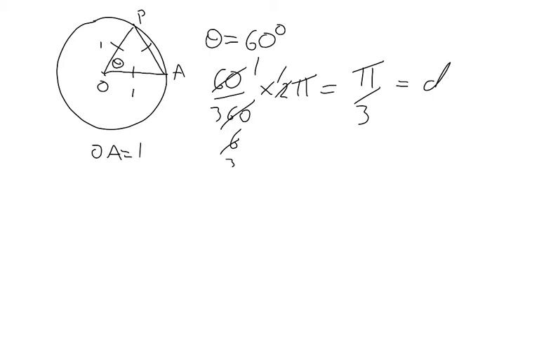Now, if we wanted this value here, AP, the arc, to be 1, what would the value of theta be? Alright, so if we said theta over 360 times 2 pi equaled 1, then theta would equal 360 divided by 2 pi.